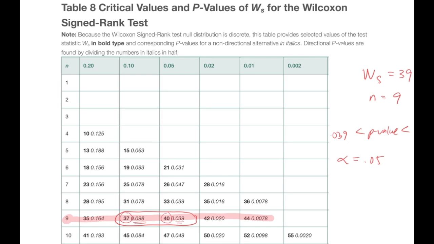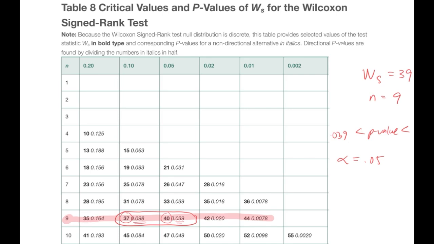And that's because we're using this table as opposed to computer software to give us the p-value. If we used computer software to get the p-value, then we would just get the exact p-value corresponding to our test statistic of 39. But as it is, we can just get a range using the table.